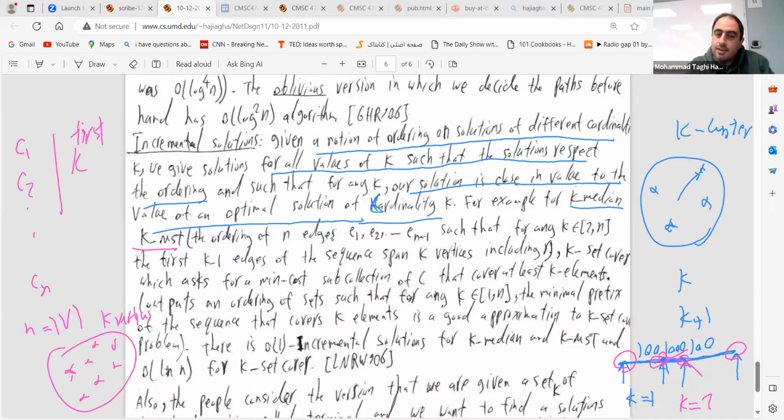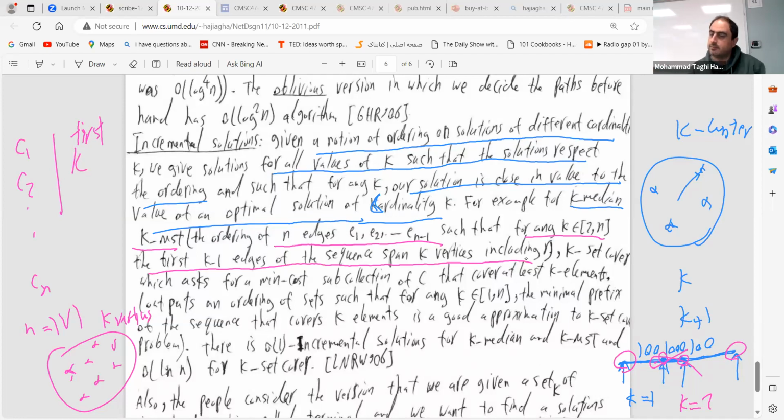Then in this case, I want to give an ordering on the edges such that for any k between 2 and n, the first k minus 1 edges of the sequence span k vertices. So K-MST, you want to connect k vertices, and I'm giving you the ordering of edges. If you want to find 2-MST, take the first edge. If you want to get 3-MST, then get the first 2 edges, and so on and so forth.